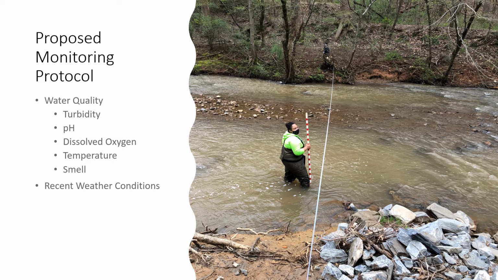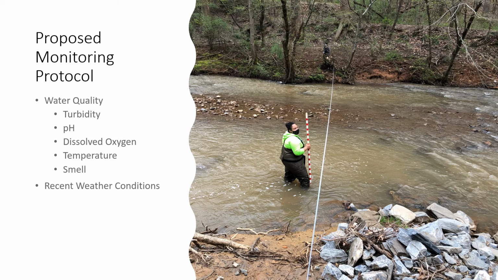I will also be assessing some water quality variables. So this includes the turbidity, which is the cloudiness of water, so that affects the light availability, which is important for photosynthesizing organisms, and more turbid water can also be more abrasive, which can harm other microorganisms. I'll also assess the pH, the dissolved oxygen, the temperature and the smell of the water, which are all important factors for the ecosystem health.